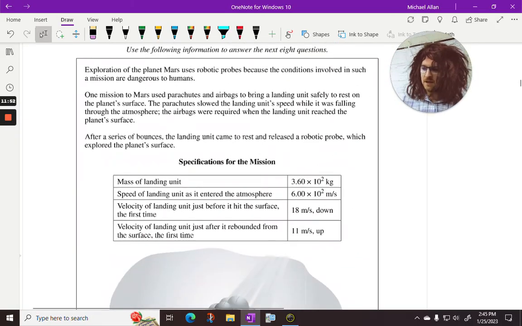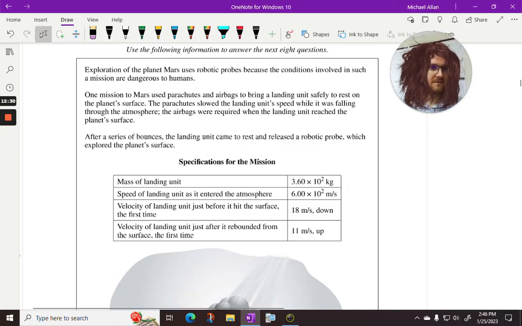In the exploration of Mars, the planet Mars uses a robotic probe because the conditions involved in such a mission are dangerous to humans. Yeah, lots of radiation and stuff. One mission to Mars uses parachutes, which bring the lander to a safe landing to rest on the planet's surface. Maybe that's going to be important later. The parachute slows the lander's speed as it falls through the atmosphere. Airbags are required when it reaches the surface. After a series of bounces, it comes to rest and releases the robotic probe.